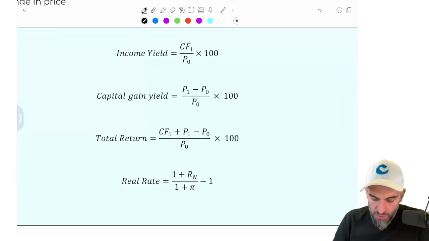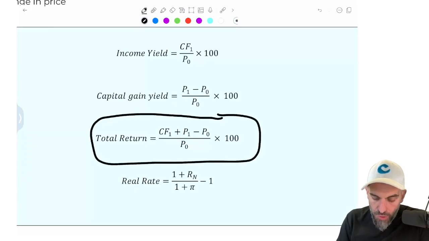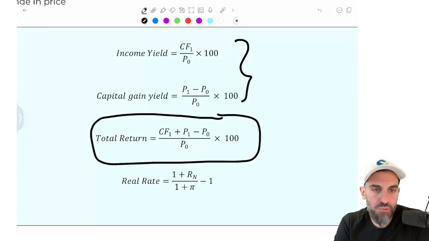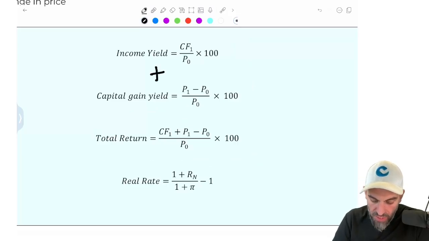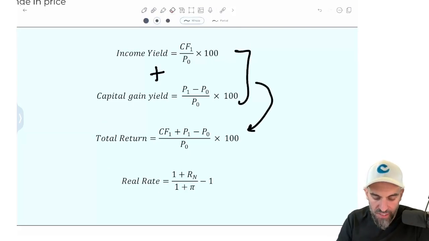Total return is this formula right here. But you have smaller types of returns. One is called the income yield. One is called the capital gain yield. And actually, if you add these two together, you get this one. So before we get into that, you have to understand what is income versus what is a capital gain.